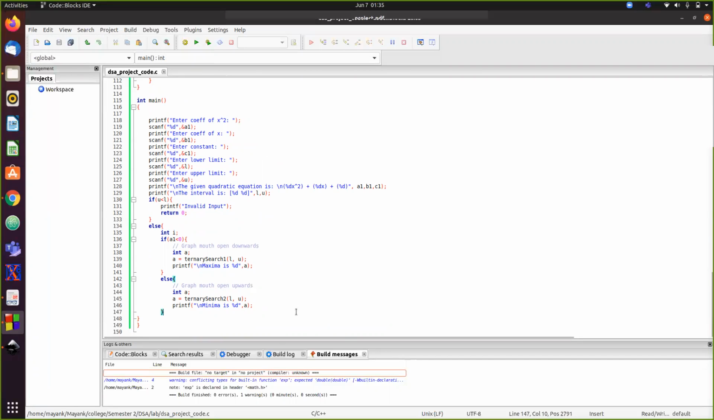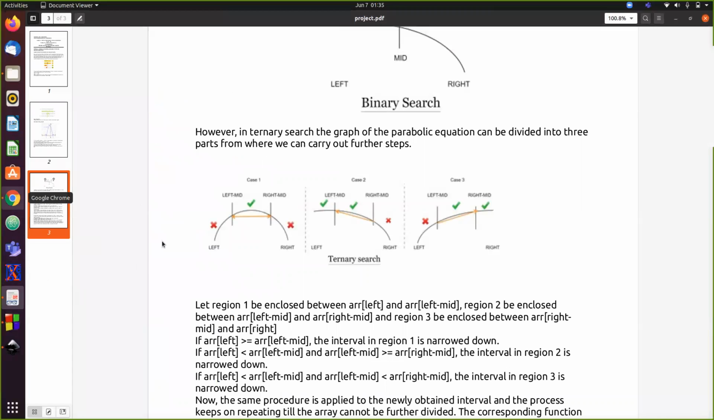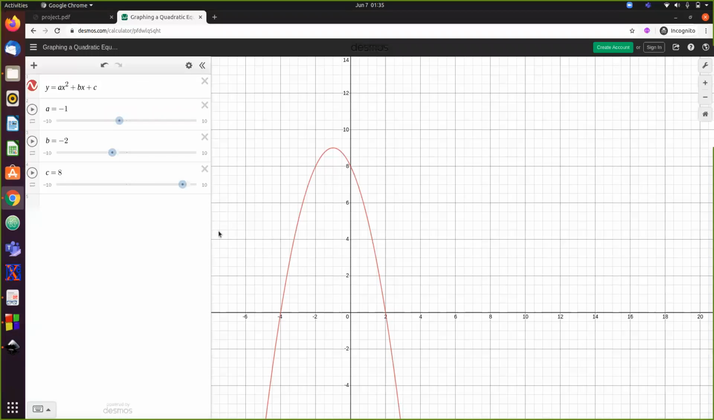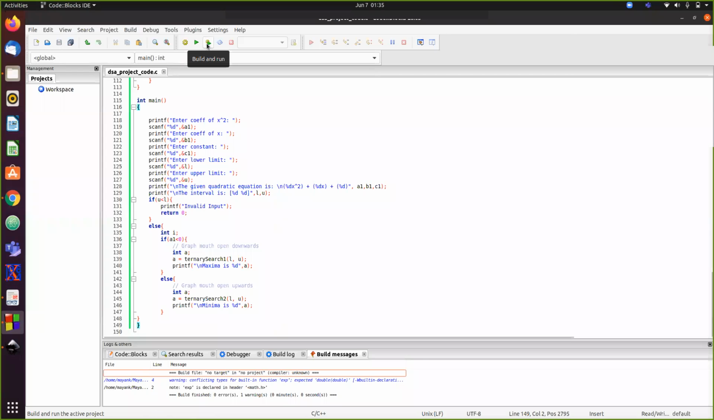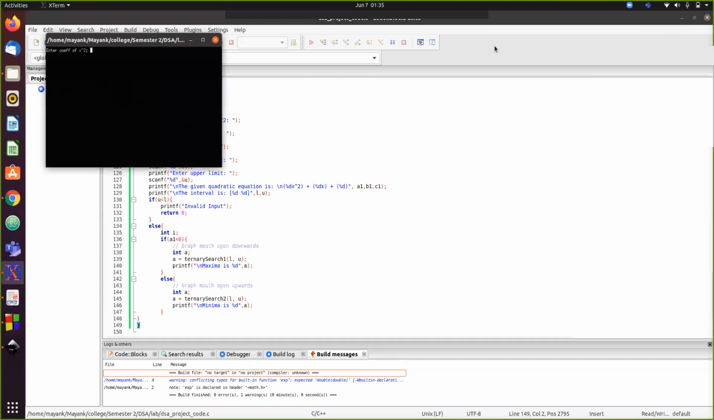So now let's run this code and take a look at it. Here we have this great tool called Desmos, in which we can plot the graph of quadratic equations. And here I have one very simple graph of minus x squared minus 2x plus 8. We can clearly see that the maxima is at minus 1 comma 9. Now let's test our code and see if it gives us the correct result.